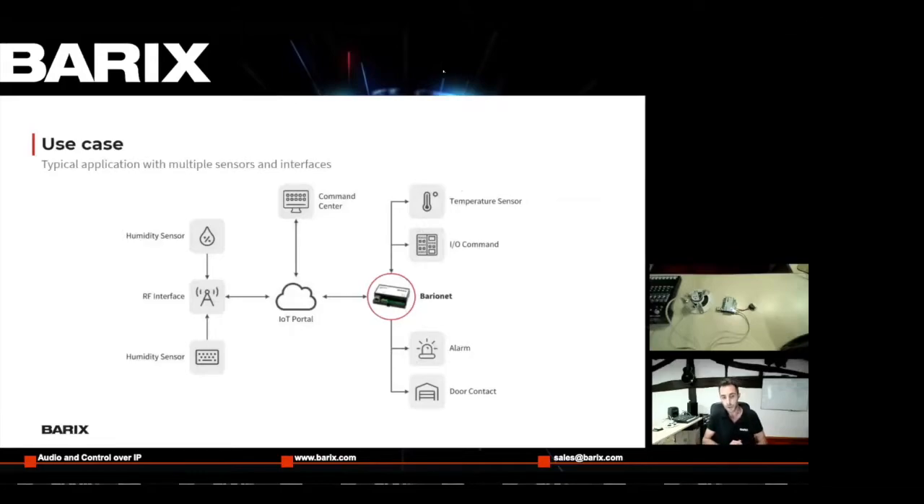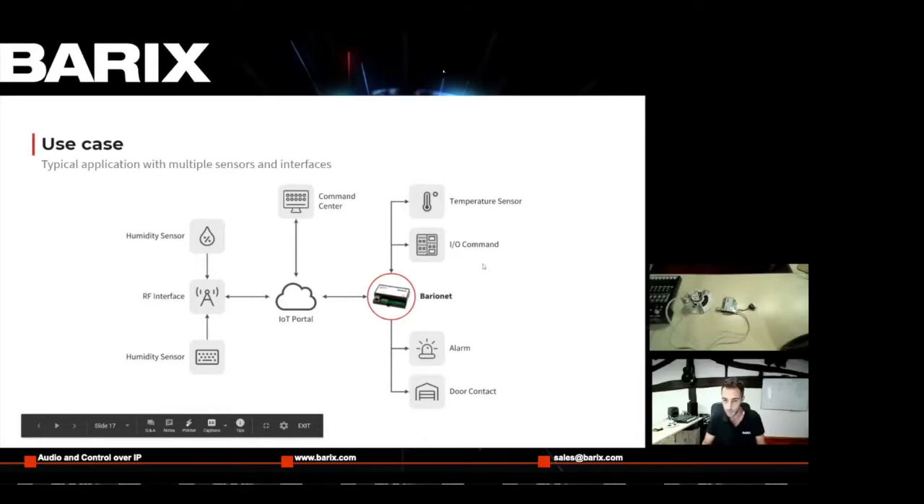Now let's speak about use cases. So we will see some examples of use cases. In this first configuration, we have the Barionet device connected to temperature sensors up here and to a switchboard here that are maybe controlling an alarm or a door contact. This is just an example, but it can be already a use case where Barionet can be deployed. So the temperature reading overcome a certain level and an alarm is sounded. Easy.